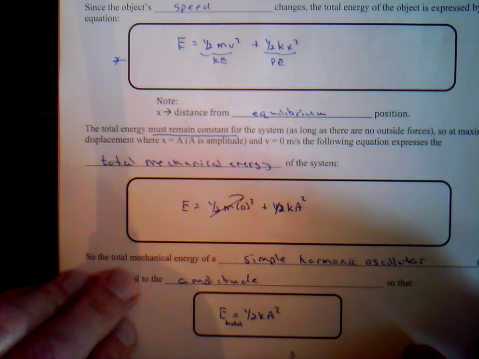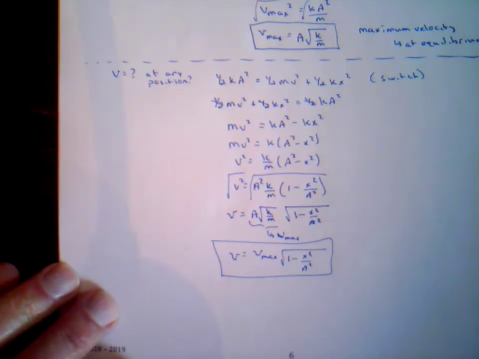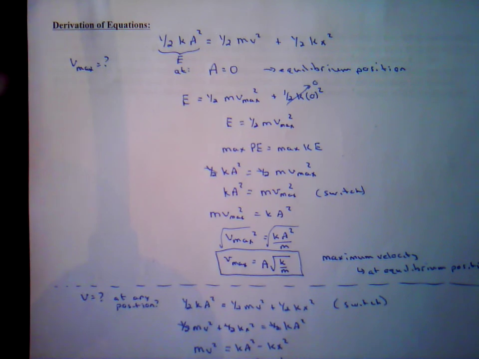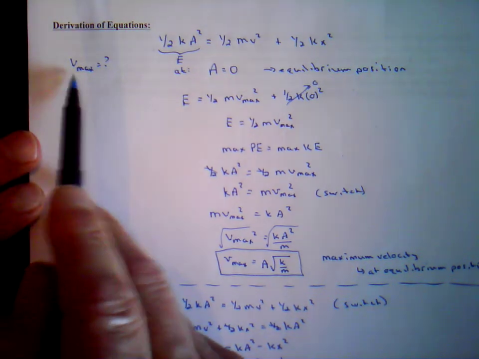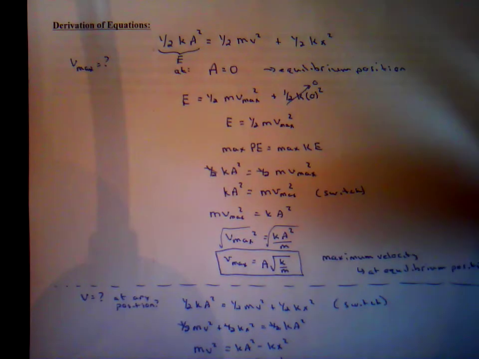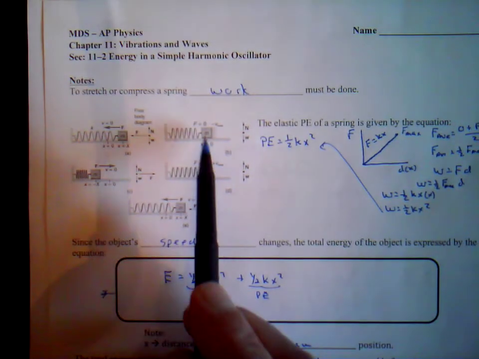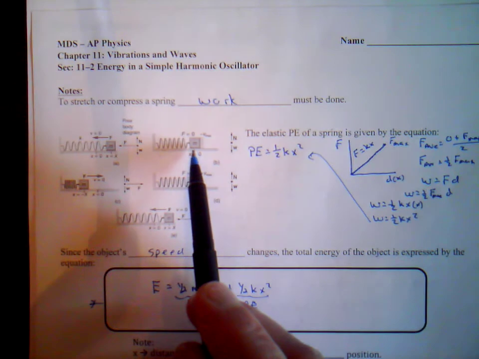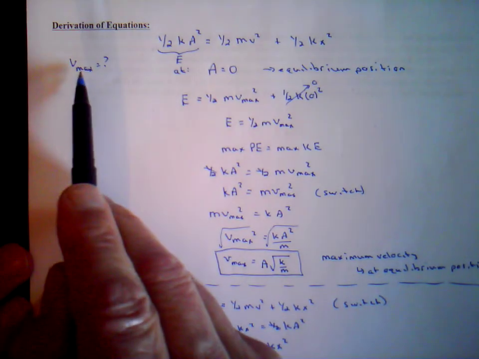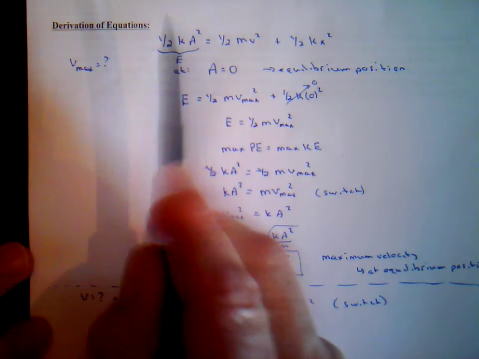Now we're going to derive some other equations. I already have this derivation done for you. You can pause the video and write the derivation. I'm just going to talk it through for just a little bit. So what if we want to know the maximum velocity of this simple harmonic oscillator? Remember, the maximum velocity is going to occur at the equilibrium position. That's when its velocity is the greatest, at equilibrium position. And at the equilibrium position, the displacement is 0. There's no displacement from the equilibrium position. So then if we want to derive an equation for the maximum velocity, we start with this. This is 1/2 kA squared.